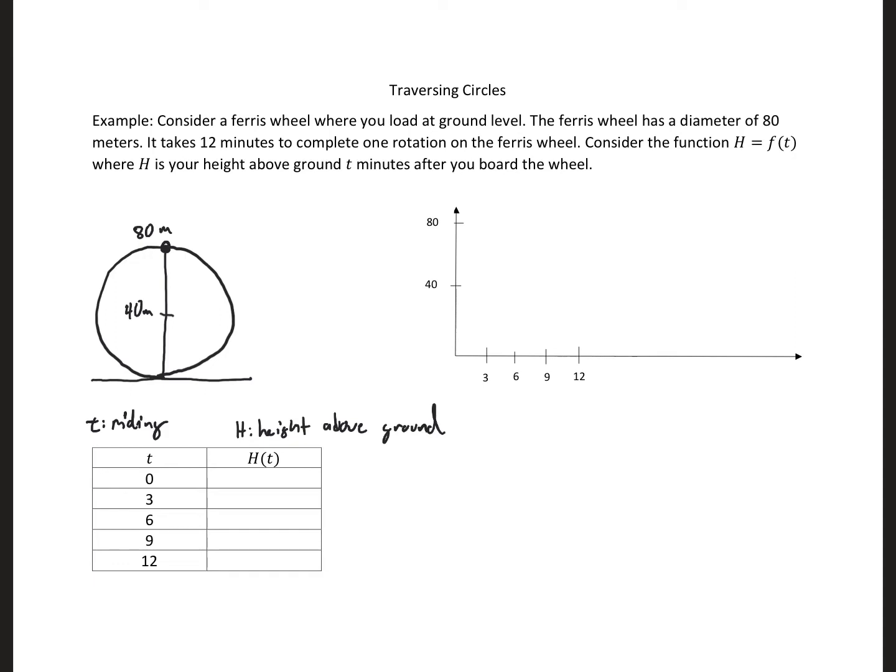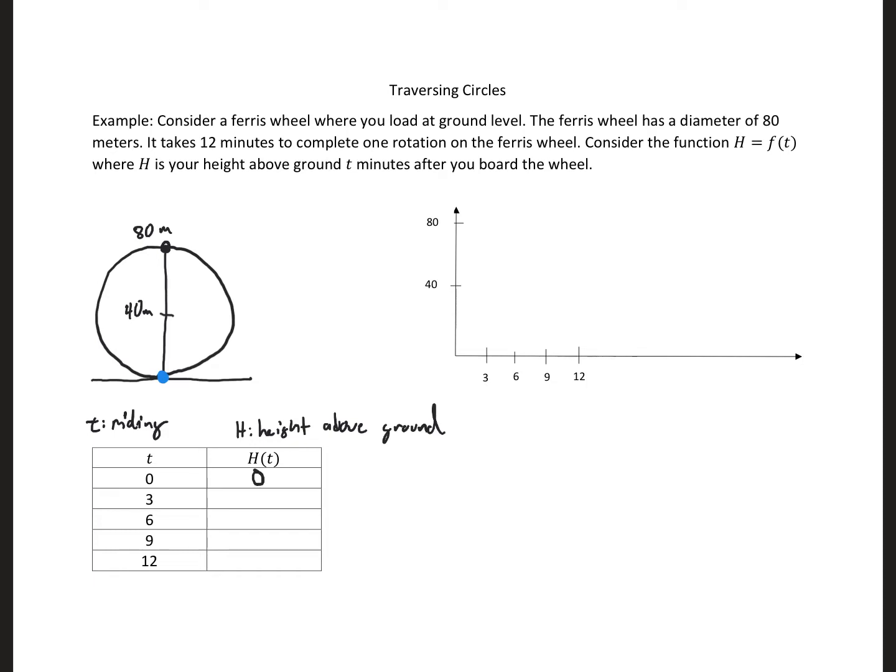So it takes us 12 total minutes to get around this Ferris wheel, so I'm considering that in quarters. Every 3 minutes we would cover 1/4 of the Ferris wheel because it's going to take us 12 minutes to get all the way around. So at time t equals 0, that would be the time when I am loading onto the Ferris wheel, getting ready to begin spinning around it. So at t equals 0, our height above ground is 0 meters because we're on ground level.